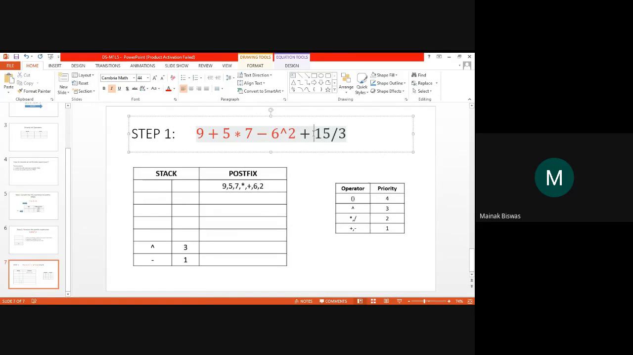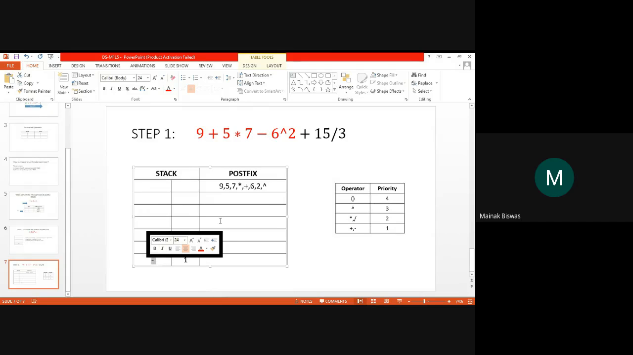Then again we encounter addition. Now addition's priority is 1. The top of the stack is the exponential operator, so this operation must be computed earlier. So this has to be popped out. Then again addition is compared with subtraction. This operation has the same priority as this one, so again this has to be popped out. So subtraction is also popped out. Now, since the stack is empty, we can push this addition operation.